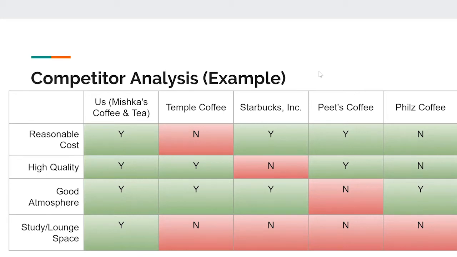So this is an example of what competitor analysis often looks like in a slide deck. It's just a simple chart of, these are the competitors, these are the criteria that we looked at, and these are whether they do well in this. So let's say that we are Mishka's Coffee and Tea here in Davis. We have reasonable cost, high quality coffees and teas, great atmosphere, and plenty of study and lounge space. We all know that last one is the lie, but let's pretend. And our competitors in Davis would be Temple Coffee, Starbucks, Pete's, and Phil's. This is a really good way of saying these are who we're up against, and this is maybe what they're better at, but this is what we're better at. And so for us, clearly, our key differentiator is that we have study and lounge space. And feel free to argue with me on the validity of this chart later.